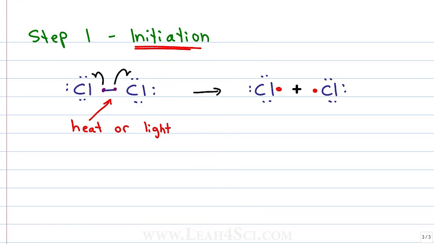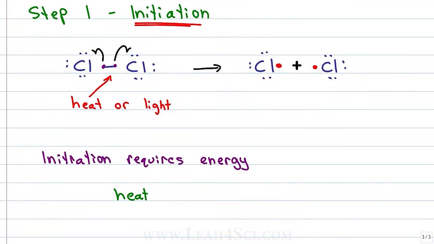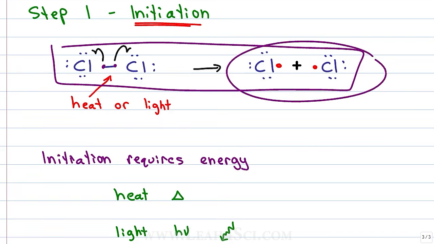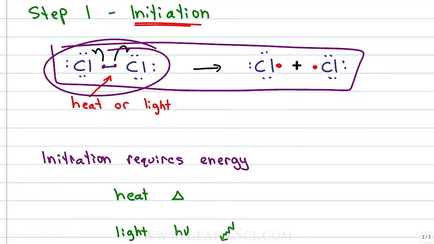We said that this reaction happens with heat or light, and that's because initiation requires the input of energy. Heat can also be written as a delta or a triangle, and light will often be written as H nu, which looks like HV, and sometimes even a squiggly line to show that it's being hit by radiation. Both heat and light can provide enough energy to excite this bond to form our 2 radicals. The key to recognizing an initiation step is that you have 2 radicals in your product but you have no radicals on your reactant side.